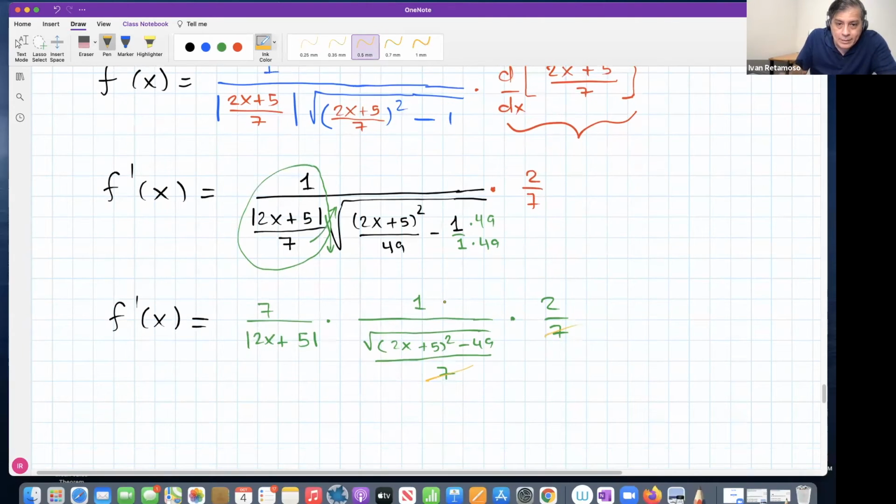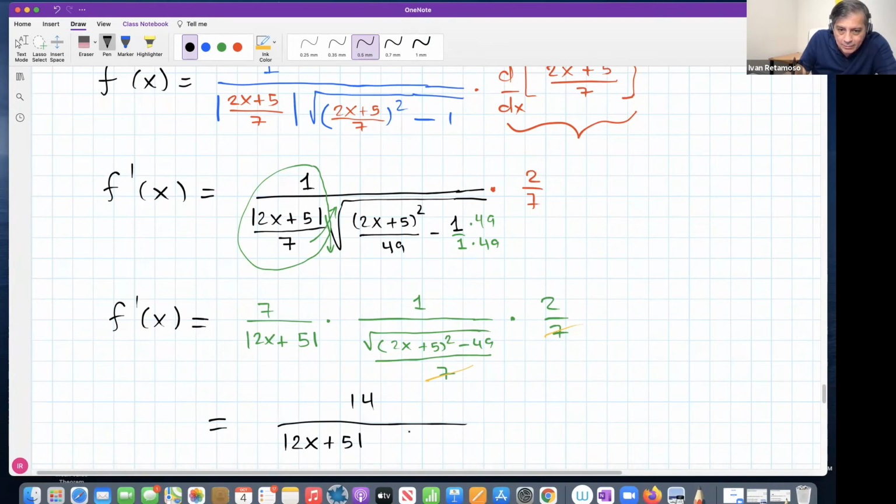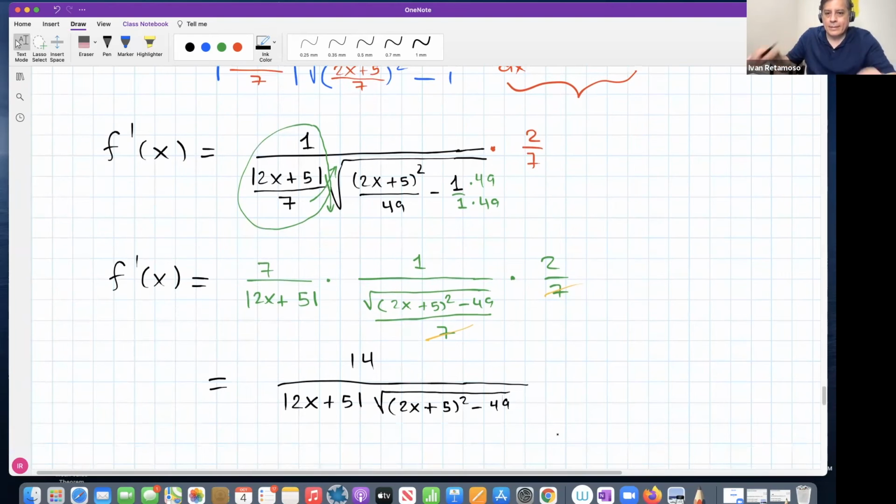Now what is left? 2 times 1 times 7, 14, right? So 14 will go on the numerator. On the denominator, what do I have? Absolute value of 2x plus 5 times the square root of, a big square root here, keep it in factored form, don't expand, just leave it alone, minus 49. And this should be it. This should allow you to identify your answer among the choices. This part is a little bit crazy, algebraically speaking, but just take the square root of the denominator and this cancels with this.